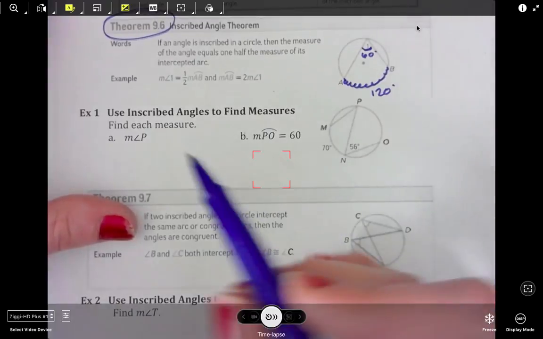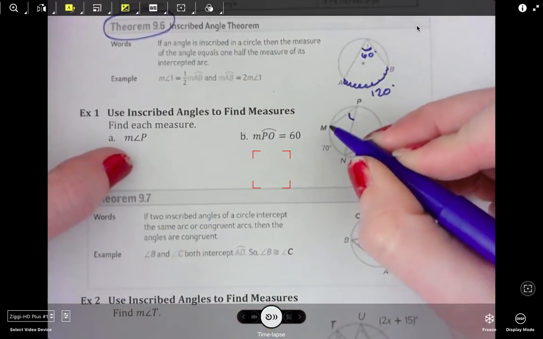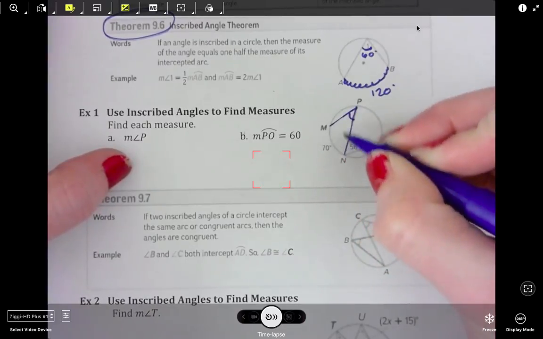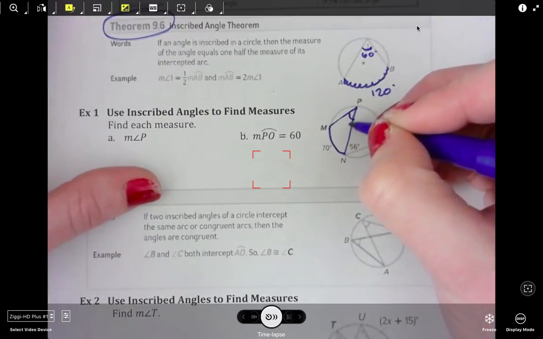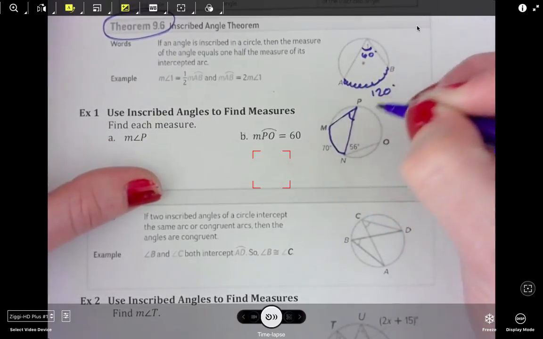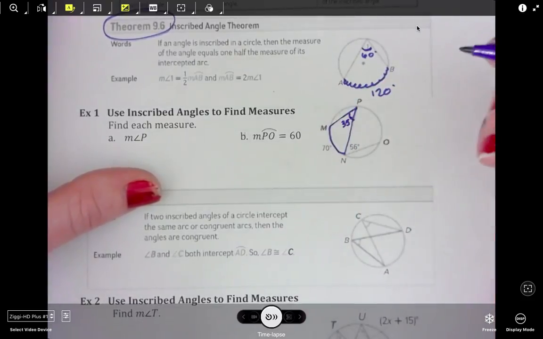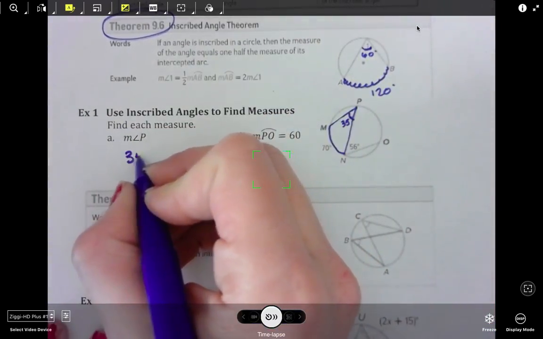Okay. Example 1, they want us to find the measure of angle P. P is right here. Now P is made from these two segments here, and the arc that's across from it is 70. This is an inscribed angle. It's not going to the center. It's all the way across the circle. So if this one's 70, then this one's half of that, 35 degrees. Okay. All right. So angle P, 35 degrees.